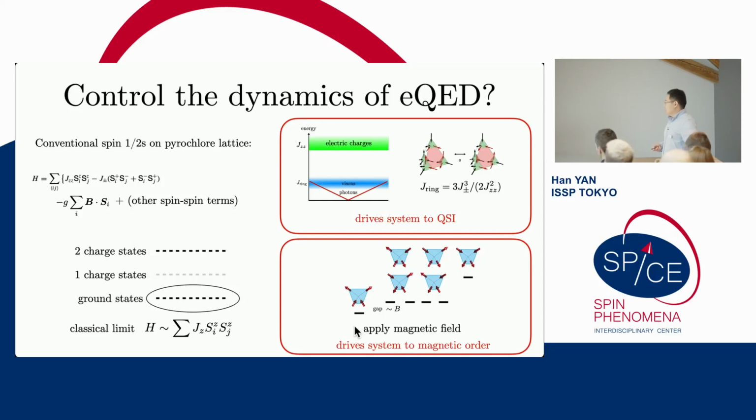So instead, it tries to drive the system into some magnetic order in general. Of course, for a small B, say smaller than the scale of this ring exchange J ring, which is J plus-minus cubed divided by Jzz squared, you can still remain in the quantum spin ice phase. However, this number is actually very small, so your system gets driven out of the quantum spin ice phase fairly quickly.